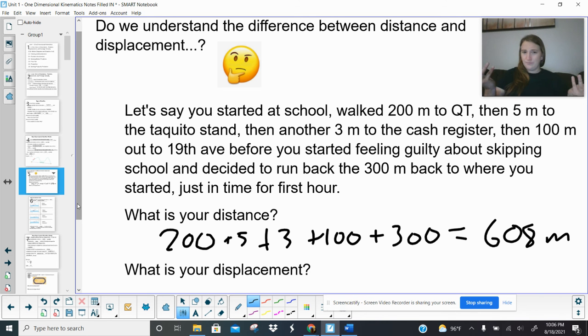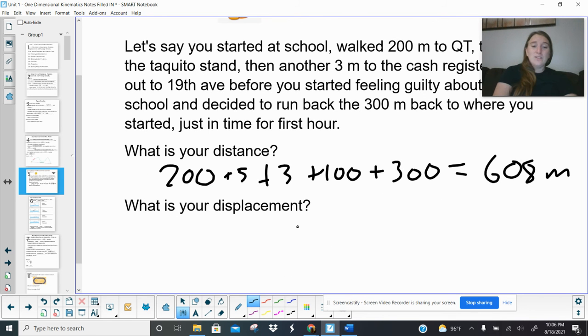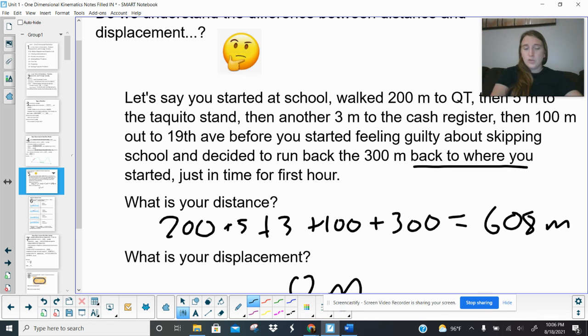What is our displacement? It's going to be 0 meters. That's because right here, we're back to where you started. If you go all around and then come back to where you started, your displacement is 0. That doesn't matter. From start to finish, that's what we care about. So if you come back again, that's 0, even if your distance is something massive like 608 meters.